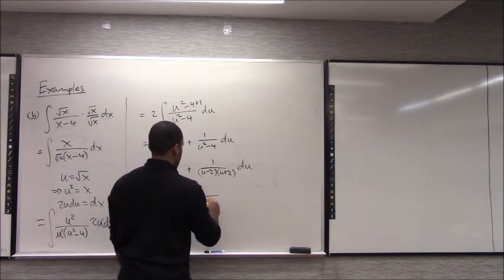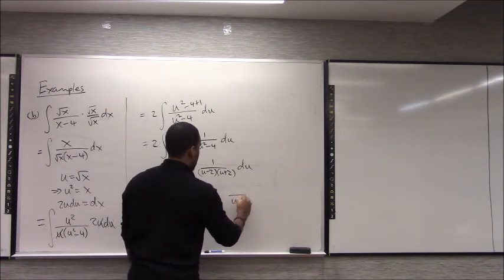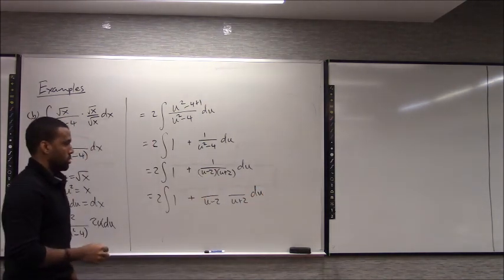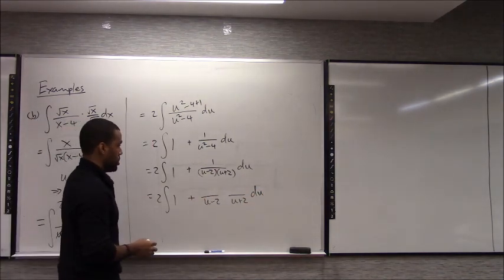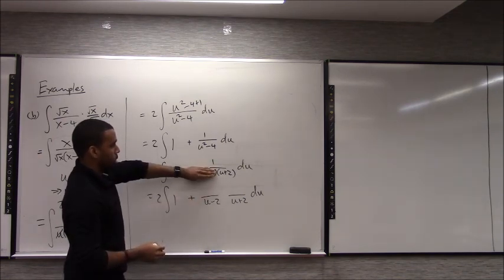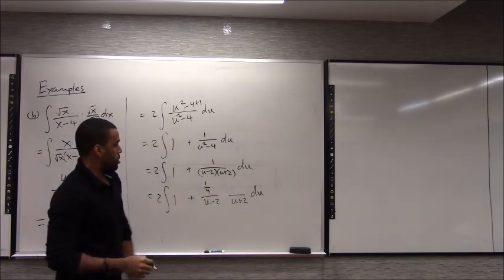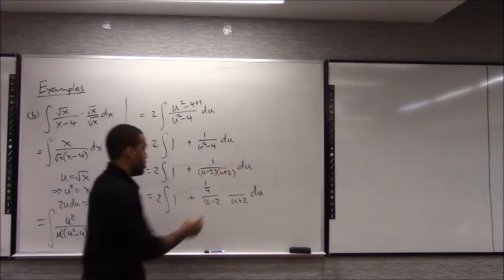So this, you're obviously going to want to split into that. How do I find the numerators? They cover up. What would you get? Cover up that, plug in u equals 2, so it's 1 fourth. u equals 2. u equals minus 2, cover that up, plug in minus 2.